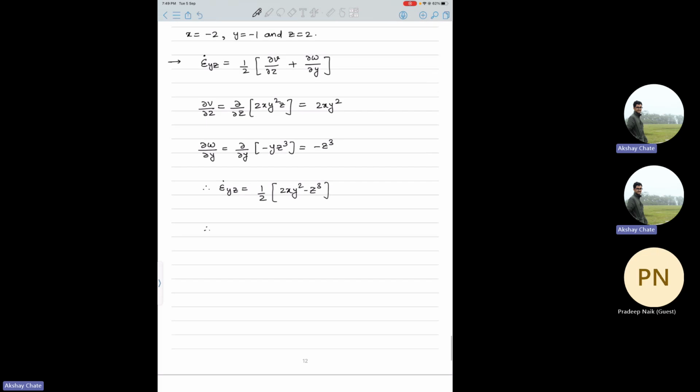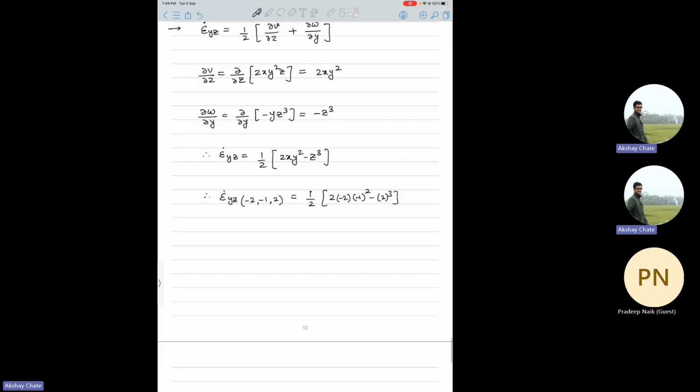So now you need to put the coordinates. So typically you write the coordinates here. So this will be half into 2x is minus 2, y is minus 1 square, minus z is 2 cube. So this becomes half into minus 4 minus 8, minus 6. Yeah, so the correct answer is minus 6 only.